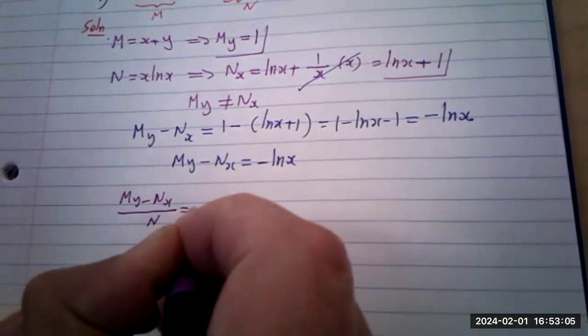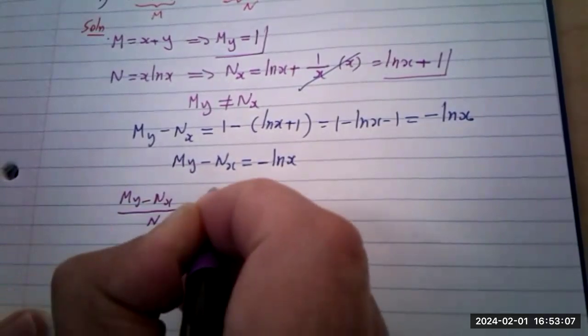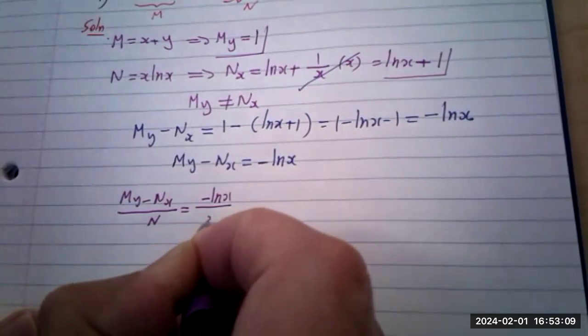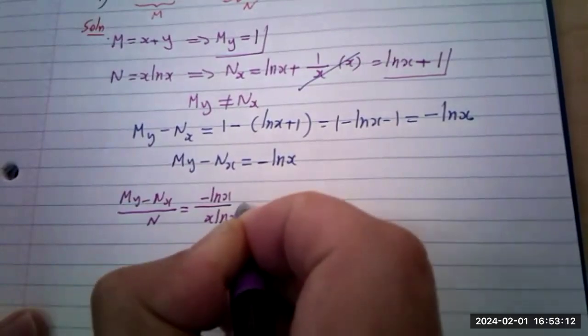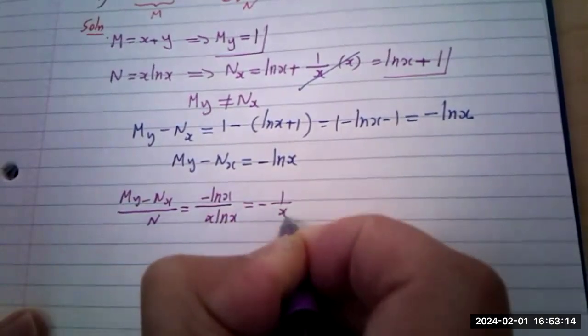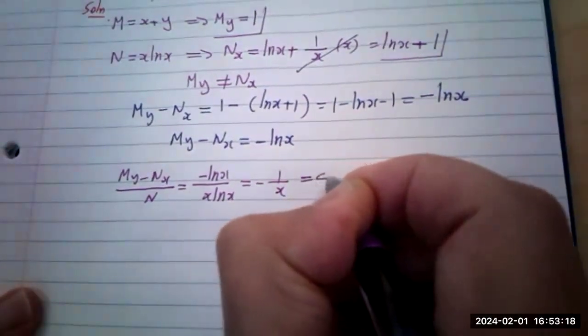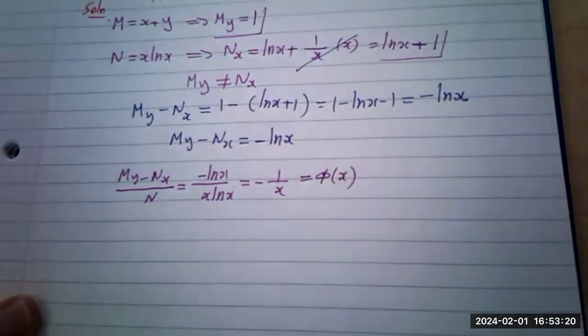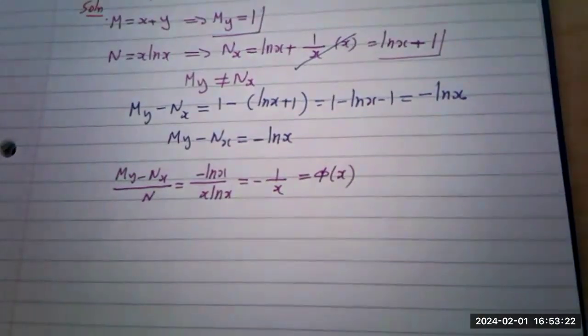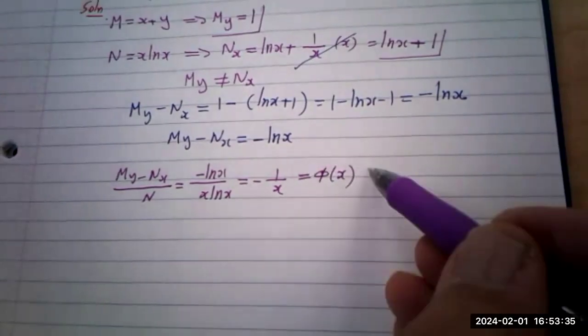So divide, simplify. That gives you negative ln x, and you have the x ln x. If you simplify that, it gives you negative 1 over x, a function of x. Quickly, you call it phi of x. You don't have to explain anything. It means you realize that this is going to be a function of x, and then we know that there is an integrating factor, and we continue to find it. Okay, any question? So what is going to be the integrating factor?